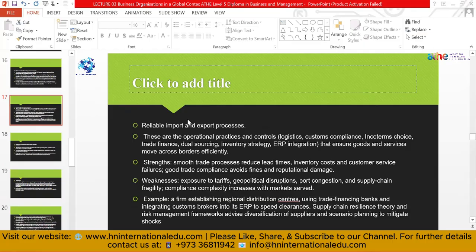For example, a firm establishing regional distribution centers, using trade financing banks and integrating customs brokers into its ERP to speed the clearances. Supply chain resilience theory, again, the risk management frameworks advise the diversification of the suppliers and scenario planning to mitigate the shock. So these three theories can even be used here to just justify this point.